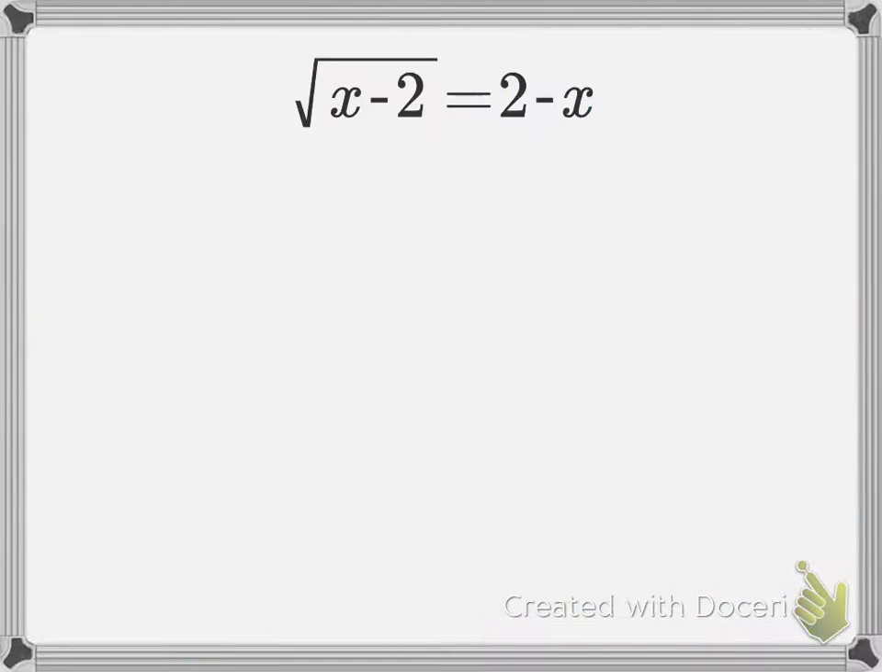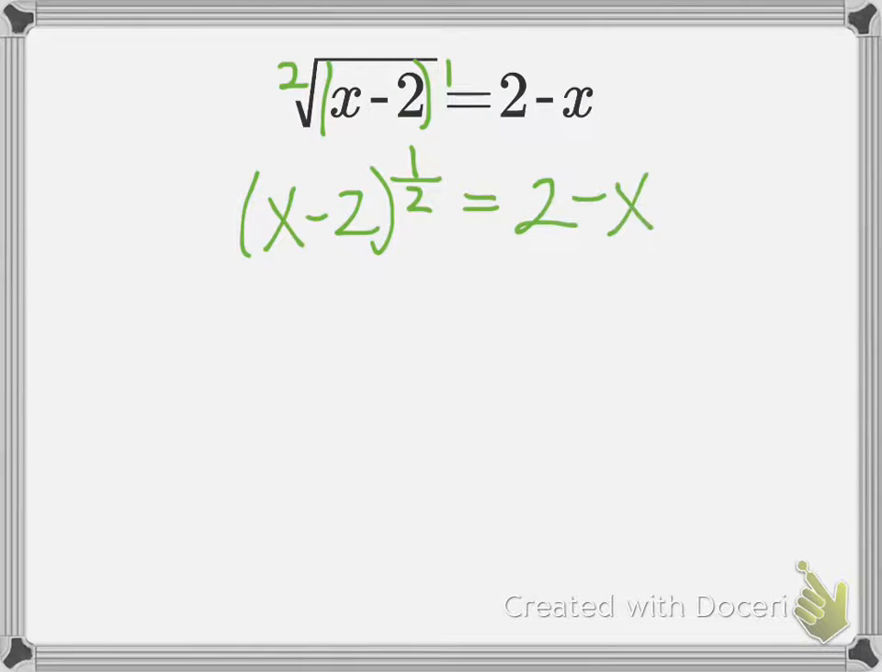I do want to do one more radical equation in this video because sometimes these examples can be a little bit more complicated. There can be a little bit more algebra involved. So in this example, I'm going to do the same thing I did before. I'm going to treat this radical as if it really was a fractional exponent. This is going to work the same every single time because these are always square roots with just powers of 1. So this is really x minus 2 to the 1/2 equals 2 minus x.